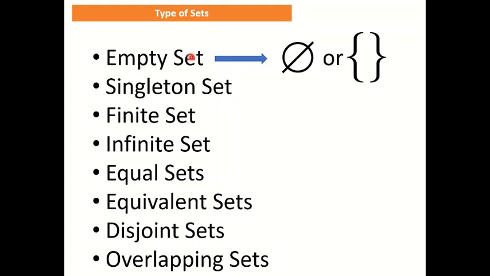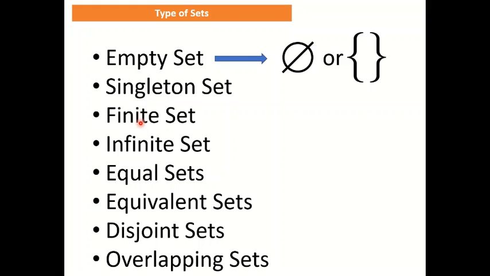Okay. Next we have to move to singleton set. What is a singleton set? Singleton set means that the set contains only one element. An example for singleton set is the set of all natural numbers between 1 and 3. Between 1 and 3, what is the natural number? 2 is there, right? So the set {2} has only one element, so it is a singleton set.